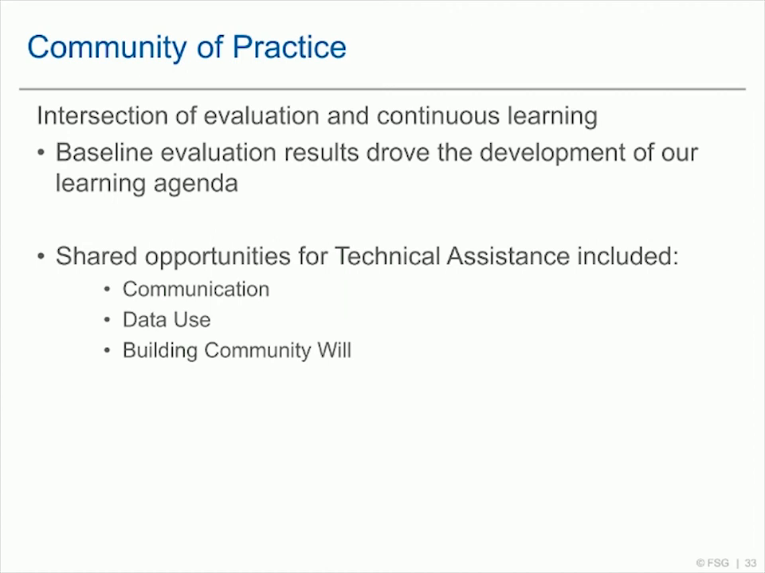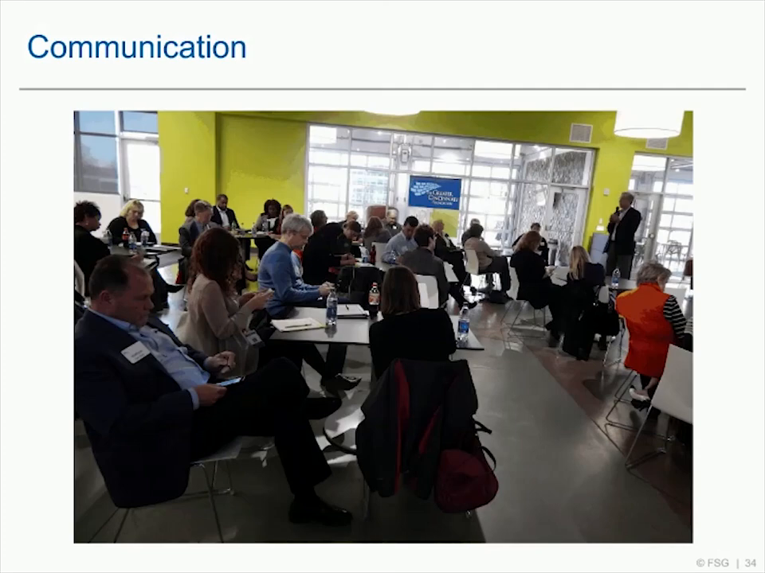So you see there that the areas that we identified for shared technical assistance included strengthening our ability to communicate about this work, the data use, and then building community will. My first example is around communication. We did convene, and we actually contracted with Andy Goodman, who is a communications guru that perhaps several of you have identified and worked with before.